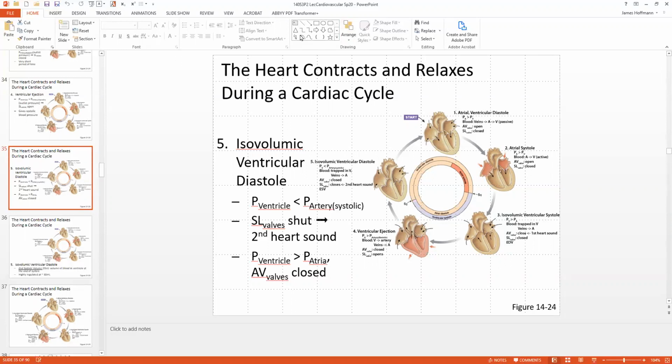Can I ask about end systolic volume? Why does the heart leave about 30 milliliters of blood in the ventricle at the end of contraction?